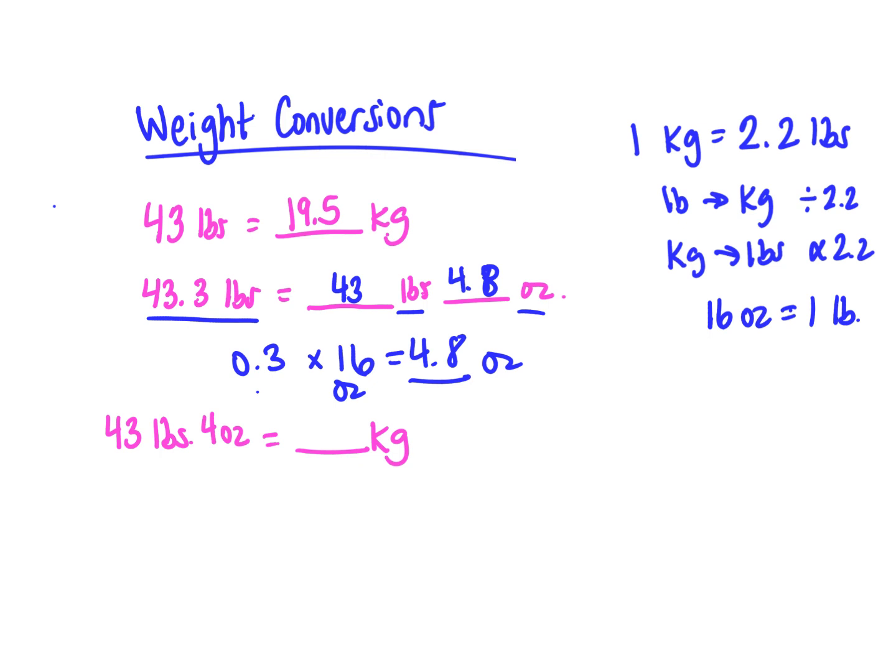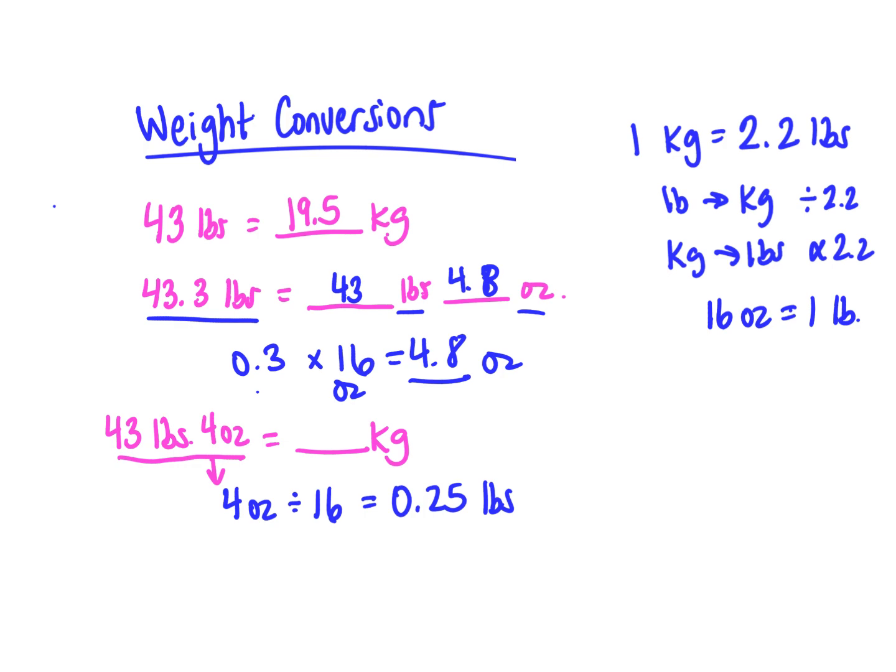Now, what if we need to take 43 pounds and 4 ounces and convert that into kilograms for maybe a weight-based conversion for medication administration? What you're going to do here is take your 4 ounces, and you're going to divide it by 16, and that's going to give you your decimal point for your pounds. 0.25 pounds is how much this is.